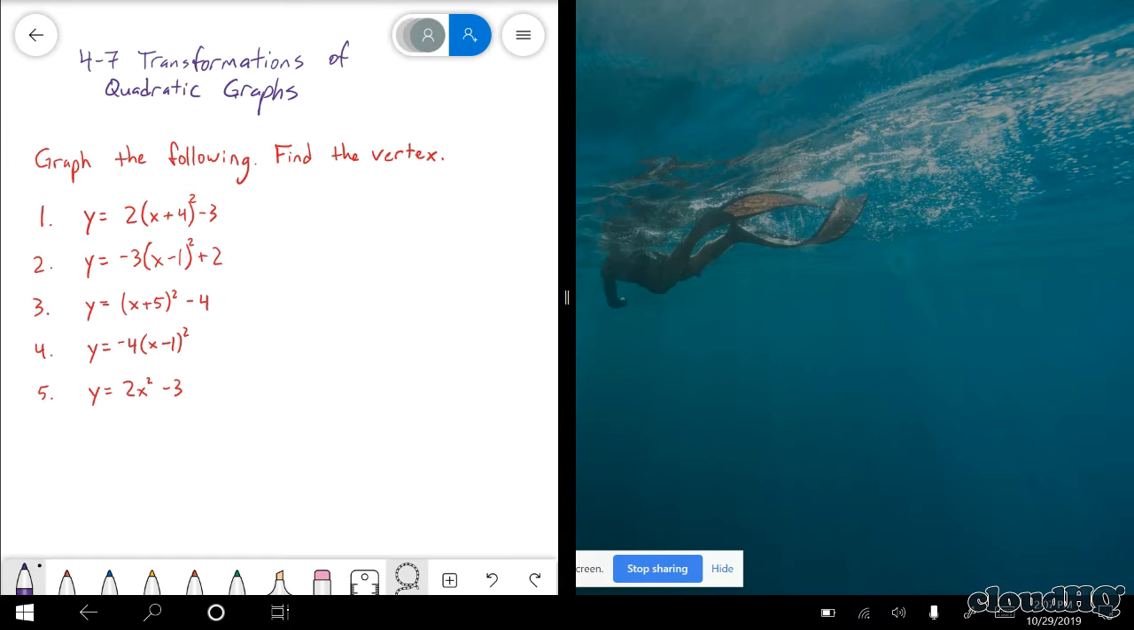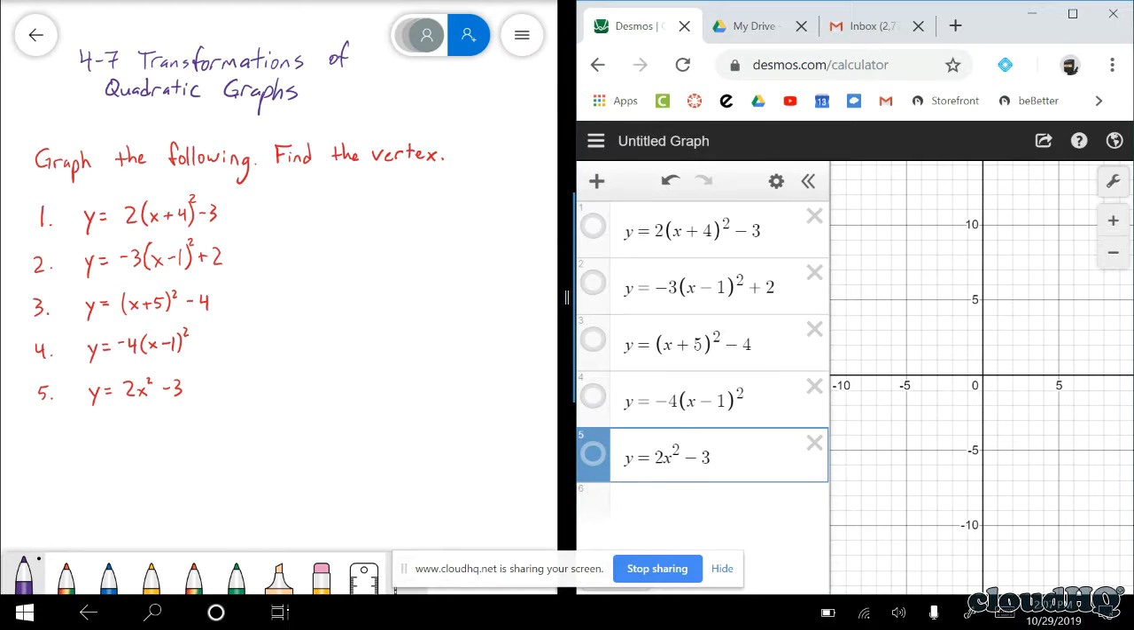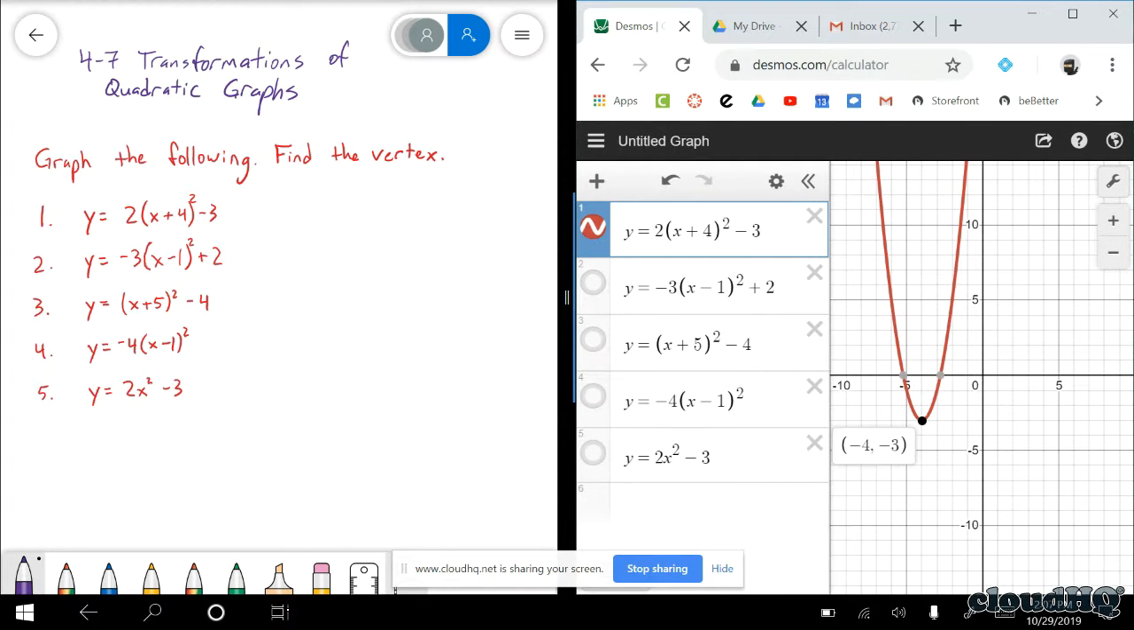There we go. Okay. So in section 4.7, it's titled Transformations of Quadratic Graphs. I have some graphs over on the left side, but ultimately what I want to do is just understand the connection between the equation and the vertex. So I'm not going to take the time to graph each one of these, but I have them plugged into Desmos already on the right. But let's take a look at the first one, and specifically the vertex. So I see the vertex of number 1 is -4, -3. I can see that from Desmos.